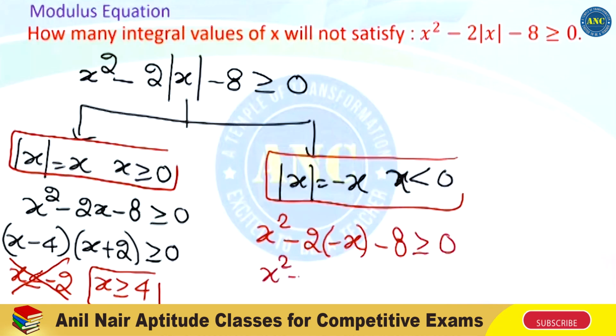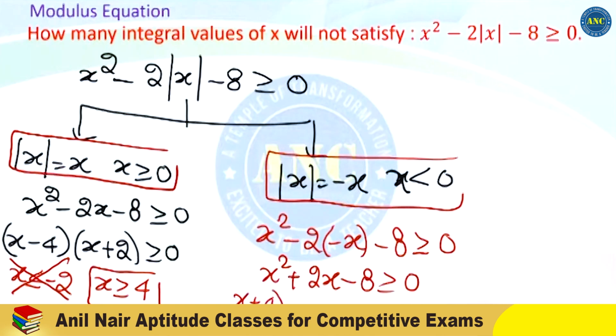So x square plus 2x minus 8 greater than or equivalent to 0. This is nothing but (x plus 4)(x minus 2) greater than or equivalent to 0. I hope the idea is clear. Mod x equivalent to minus x when x is less than 0. Mod x equivalent to x when x is greater than or equivalent to 0.